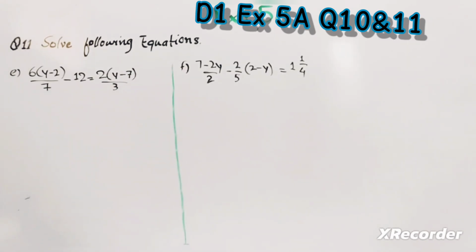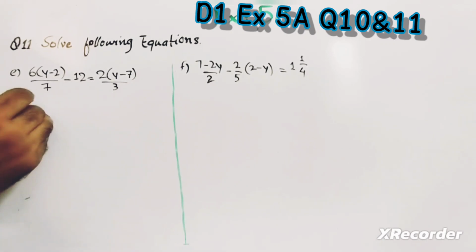Now the last two parts, second last part is 6 bracket y minus 2 upon 7 minus 12 is equal to 2 times y minus 7 upon 3. First of all, in the first step we have to rearrange the equation.